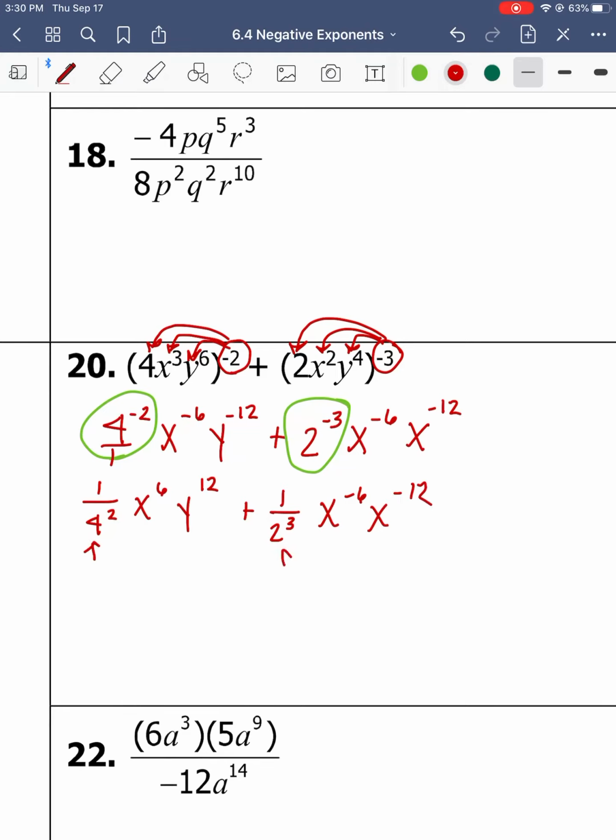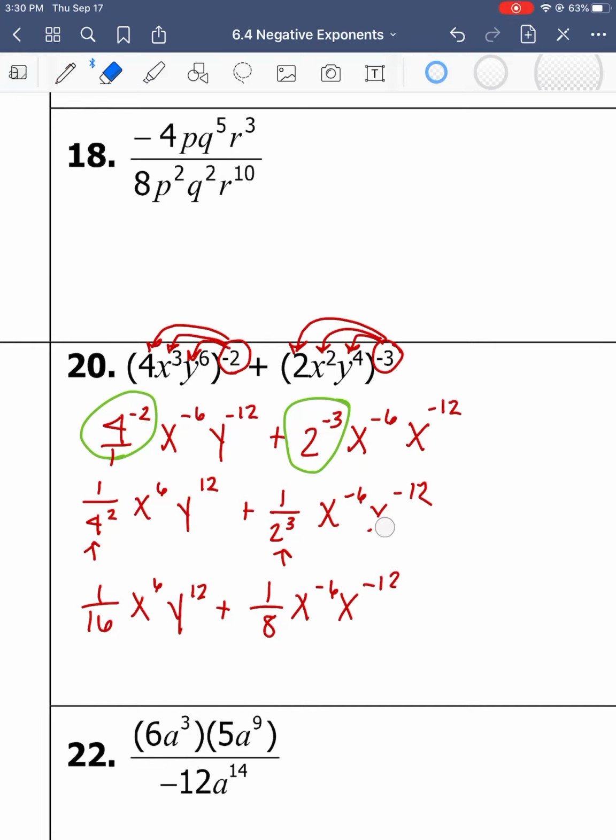We can simplify this even further. These two, this is 1 over 16, x to the 6, y to the 12th, plus 1 over 8, x to the negative 6, y to the negative 12th. I keep writing x. These are y's here. Sorry about that. Y and a y. Okay, so now we have like terms here. Right, we have our x to the negative 6, y to the negative 12.